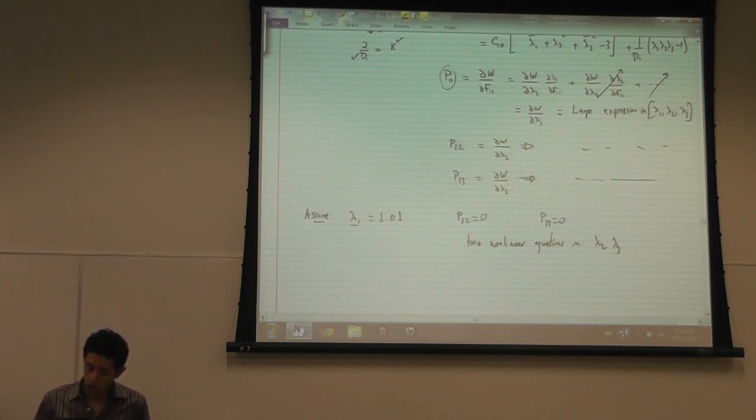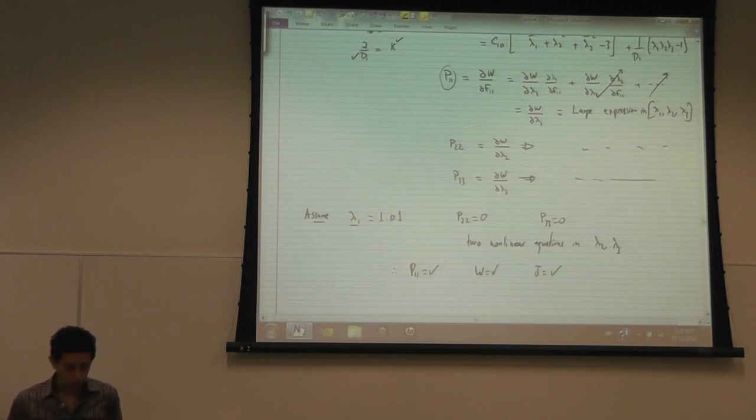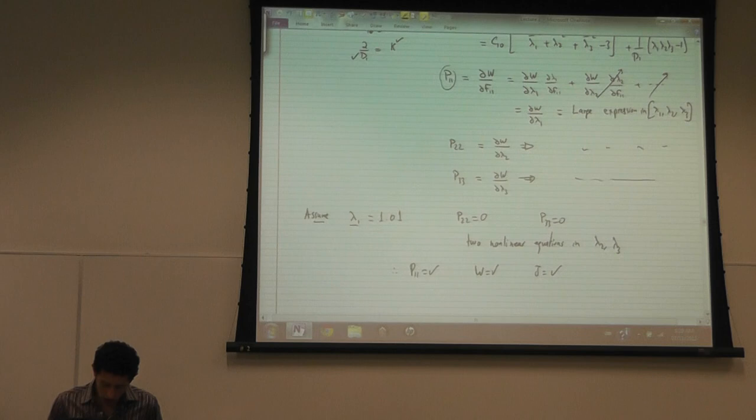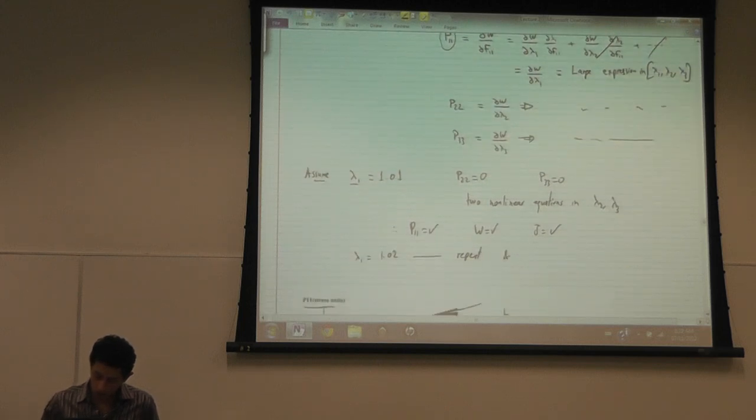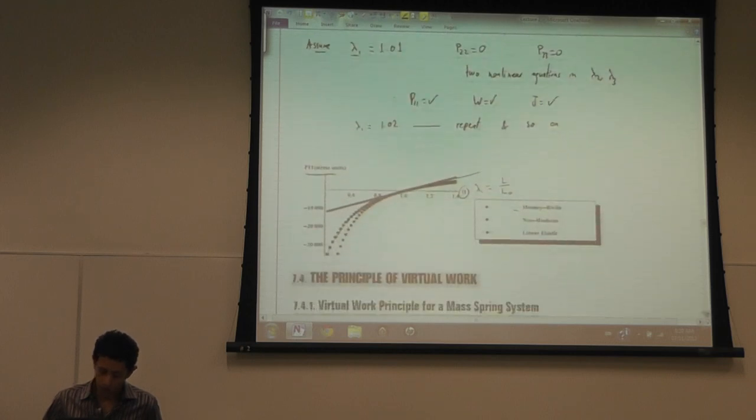After you find lambda 2 and lambda 3, you know everything that you want. Because you know lambda 2 and lambda 3, you can find P11, therefore P11 is known, W is known, J is known, everything is known. Then lambda 1 is equal to 1.02. Repeat, and so on. And you get these nice curves. Depending on what value of lambda 1, you get a value for P11.